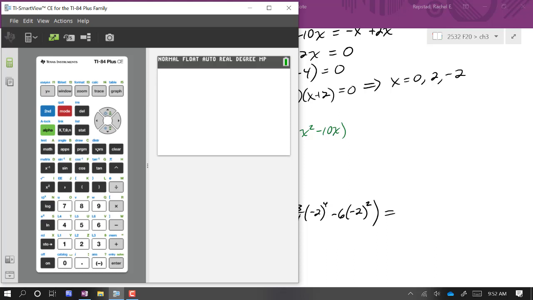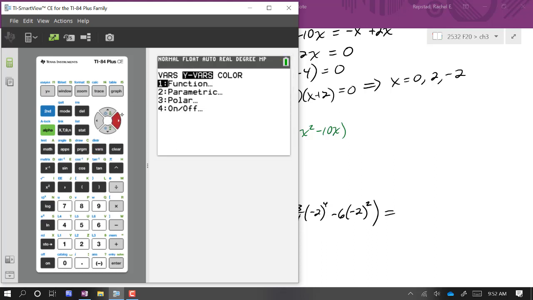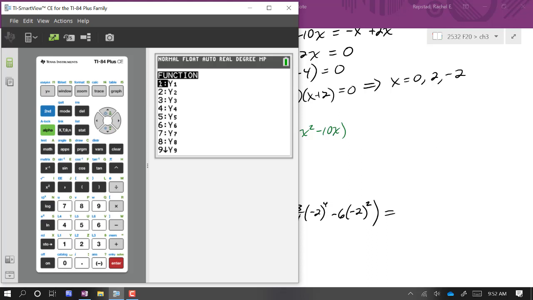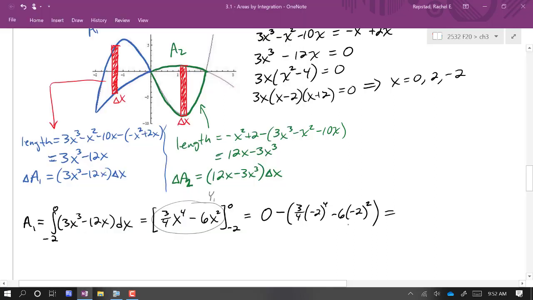So I'm going to hit the vars button, arrow over to y bars, select function, and then I put mine in y1, so I'm selecting y1. And then this is function notation, so open up parentheses, put in your input, -2, close your parentheses, and we get -12. So this is 0 minus -12, or 12.